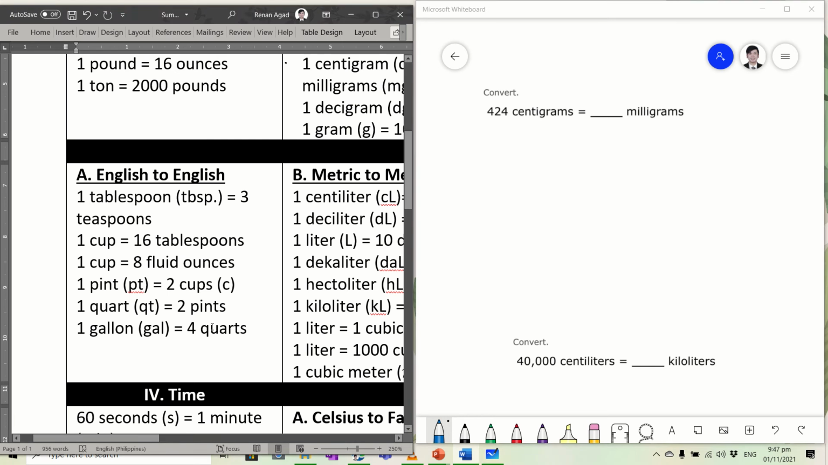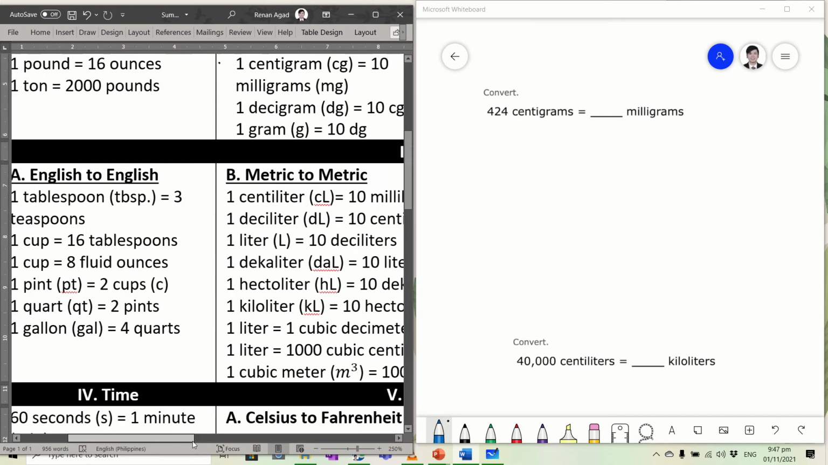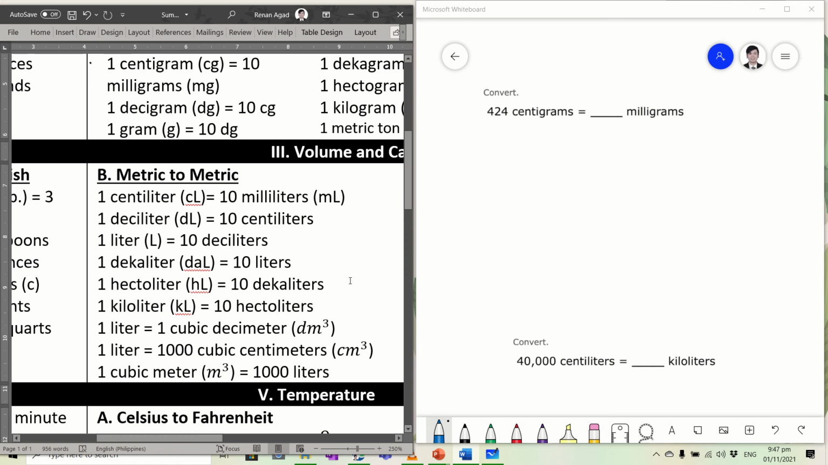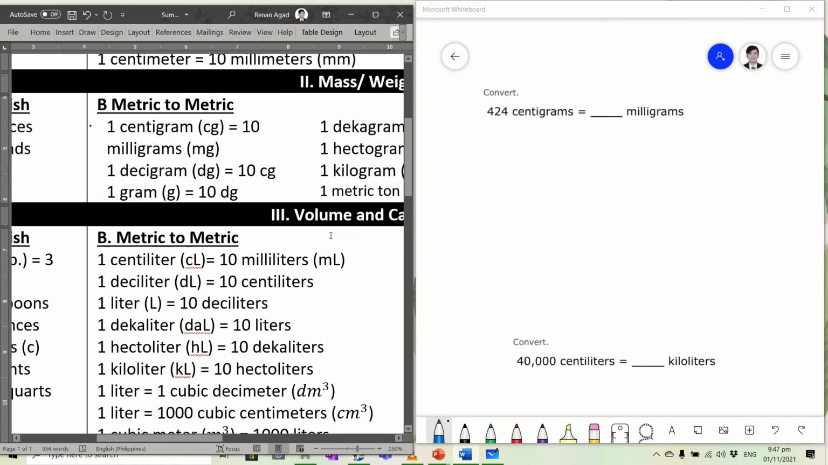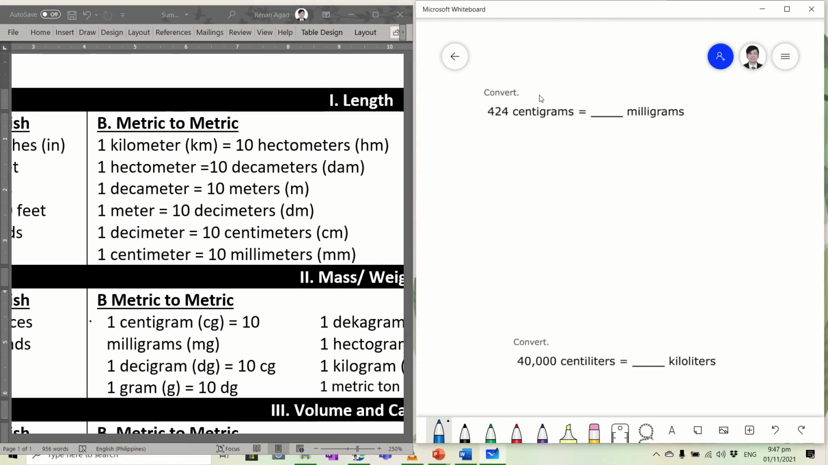This time, we will continue with our conversion of measurements, but this time it would be between metric system only. So as I said during our first lesson, metric system has something to do with base units of multiples of 10. So this would be much easier compared to English. Okay, so now we are asked here to convert 424 centigrams equal to blank milligrams.